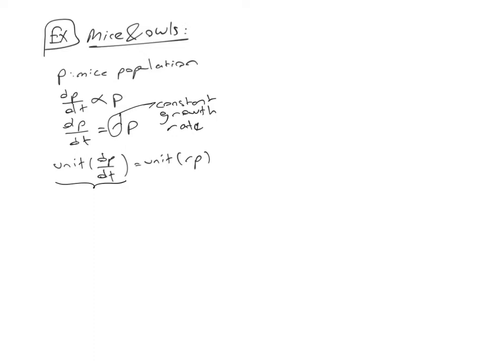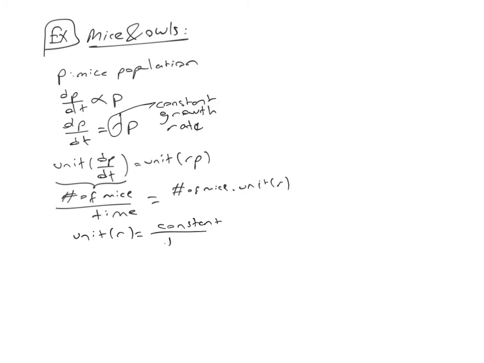The unit of dP/dt is equal to number of mice per unit time, and the unit of P is equal to number of mice times the unit of r. From here, we can find out that the unit of r is equal to some constant over time. And now we must find a suitable unit for time.